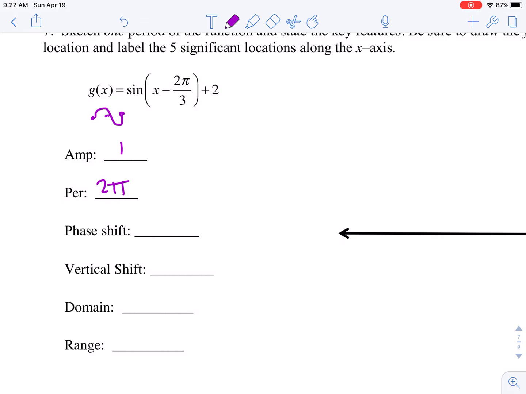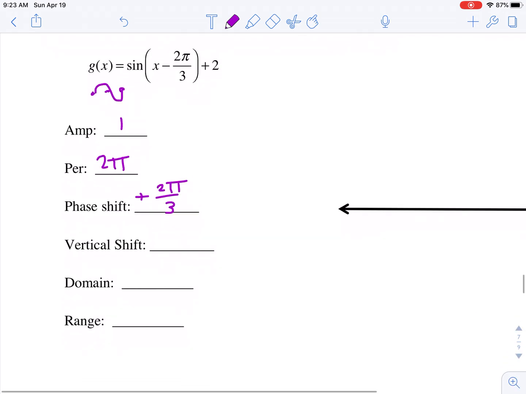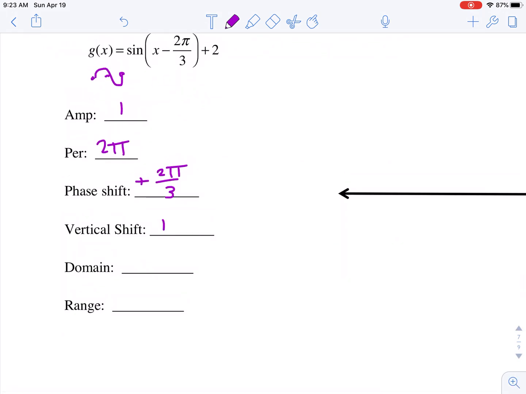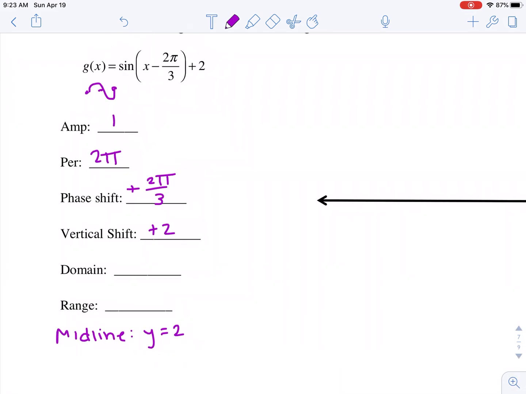My phase shift is 2 pi over 3, and if I think about what direction that is, that's going to be in the positive direction, right? To the right, 2 pi over 3. I do have a vertical shift up 2, which means that my midline is y equals 2. My domain continues to be negative infinity to infinity.